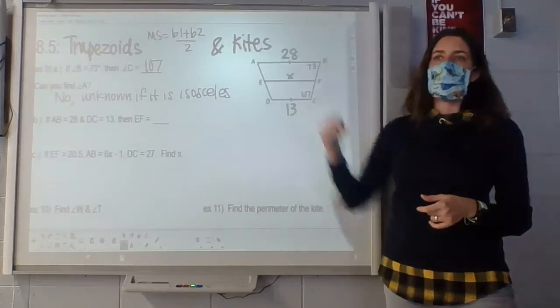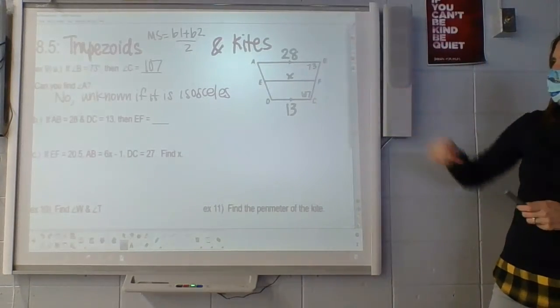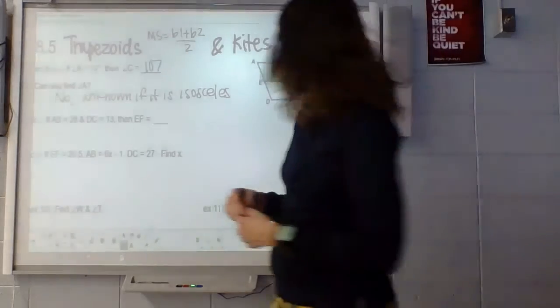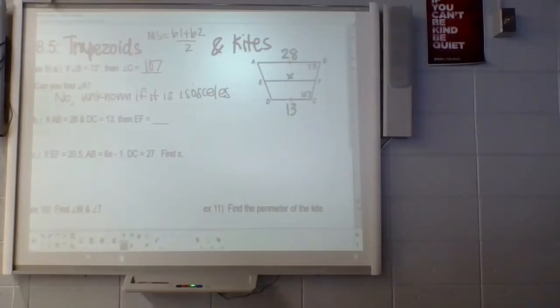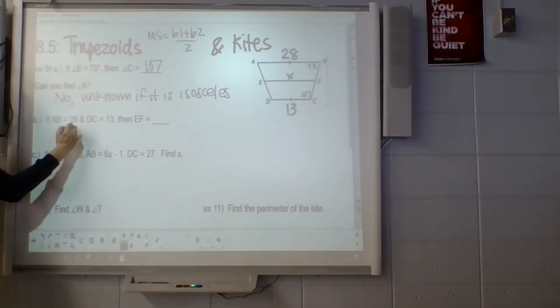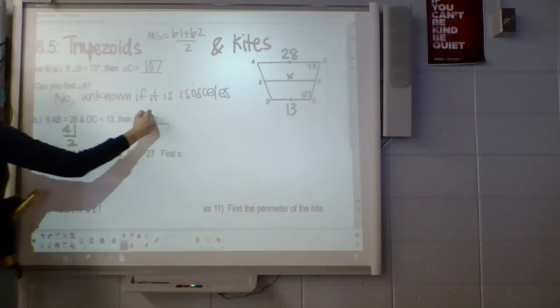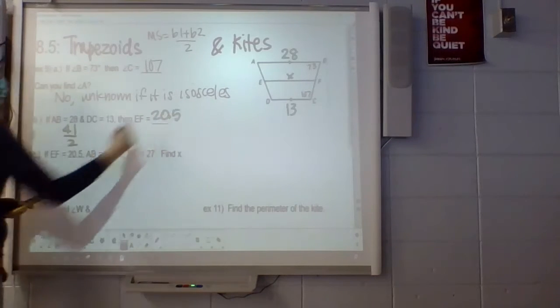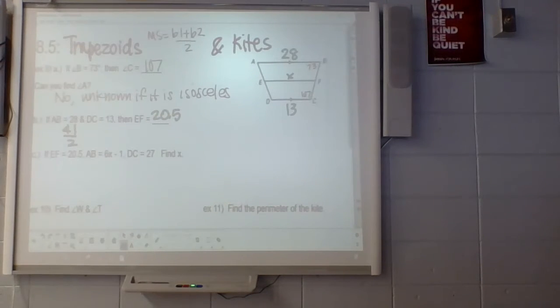So that's that mid-segment formula where I add them together and divide by 2. So 28 and 13, and then divide by 2. So I get 41 divided by 2, so that'll be 20.5. They can also do this with a little bit of algebra.